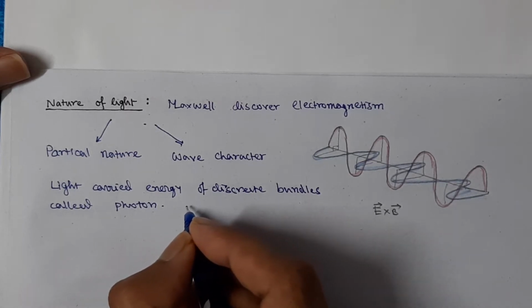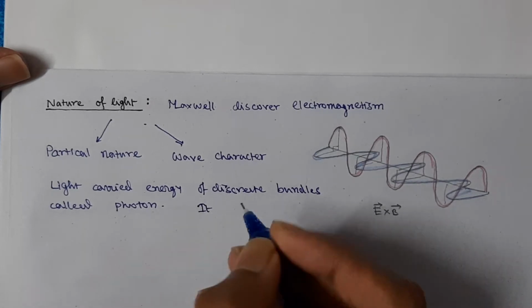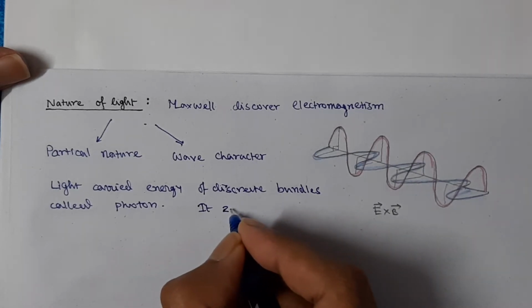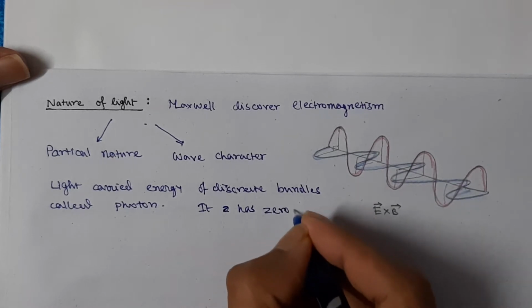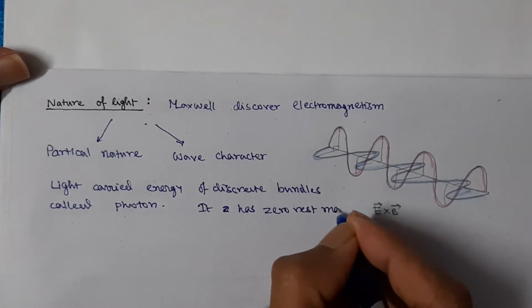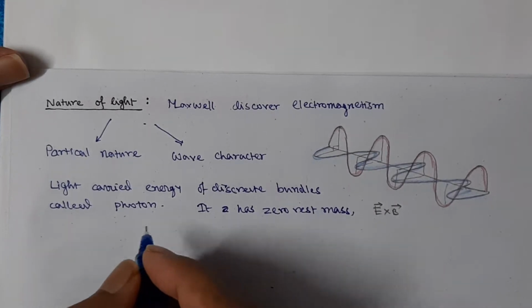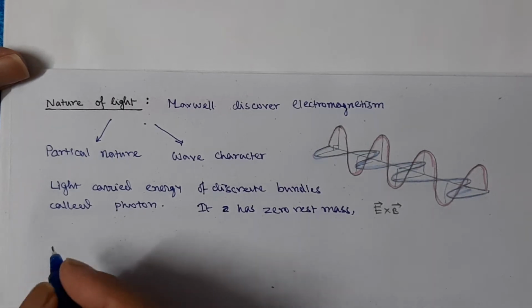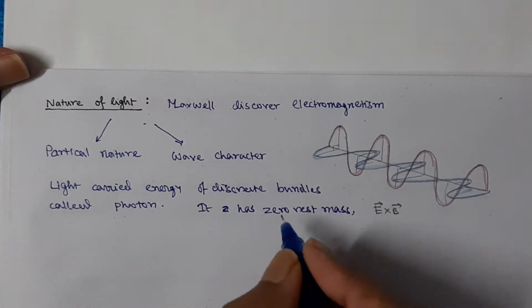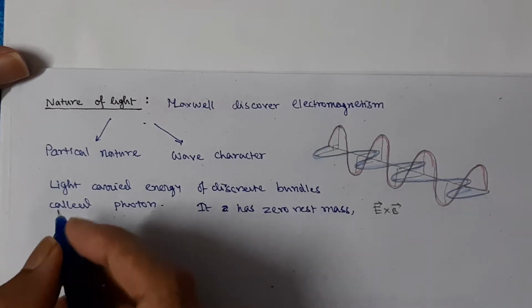So what is the character of a photon? It has zero rest mass. It can never be created, destroyed or separated. So the photon is ultimate.